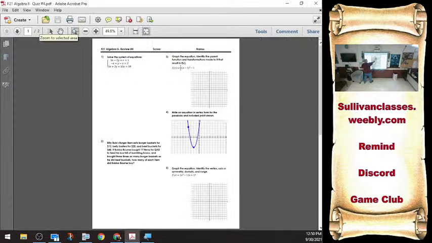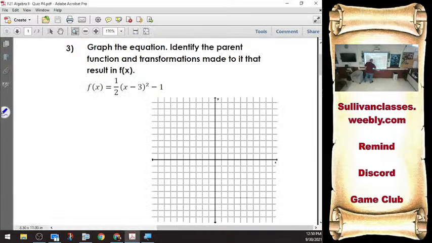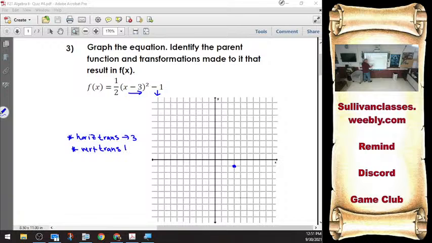All right, then we moved on to quadratics. We started with vertex form. And we seemed to like that. It was pretty straightforward. Where's my vertex at? 3, -1. Okay. If I have a vertex at 3, -1, that means I must have had a horizontal translation, right 3. I must have had a vertical translation, down 1.